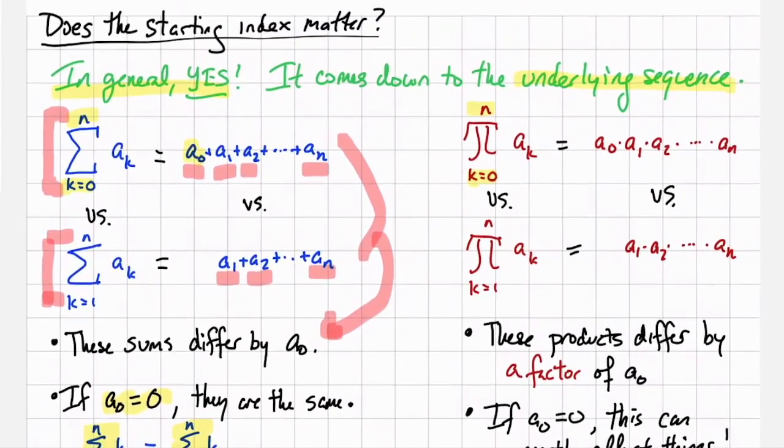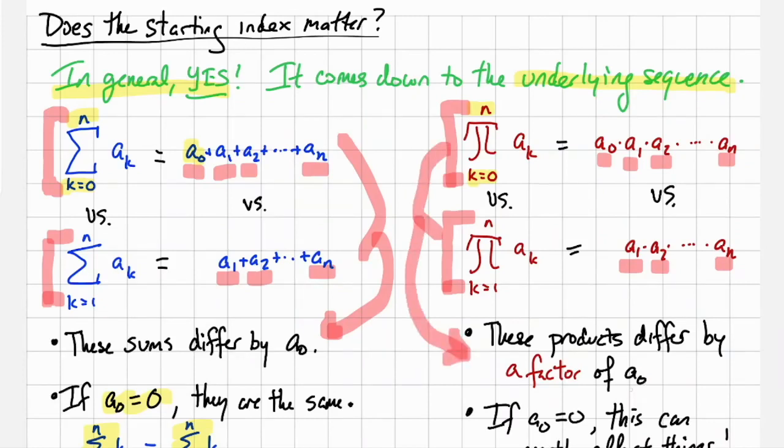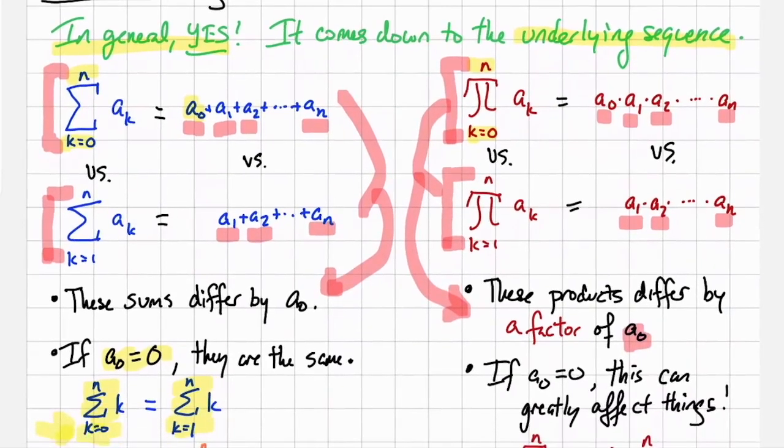What about for these products? If we look at the product where k goes from 0 up to n, we're taking a0 times a1 times a2 all the way up to an. And if we take the product of k goes from 1 up to n of a sub k, our product starts at a1 and goes up to an. So these two products now differ by a factor of a0. So if a0 is equal to 0, the first product is 0.